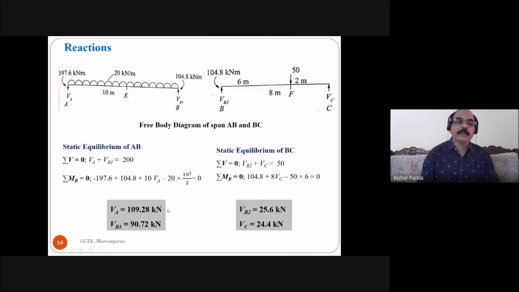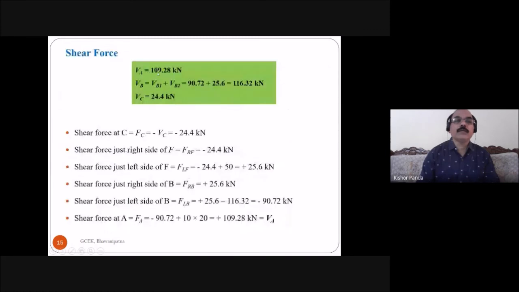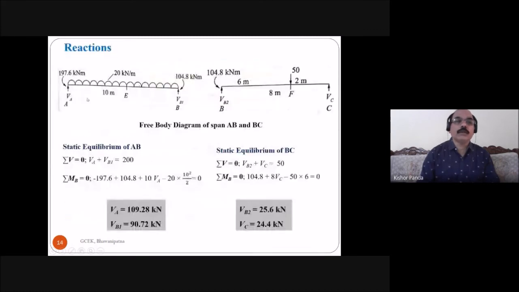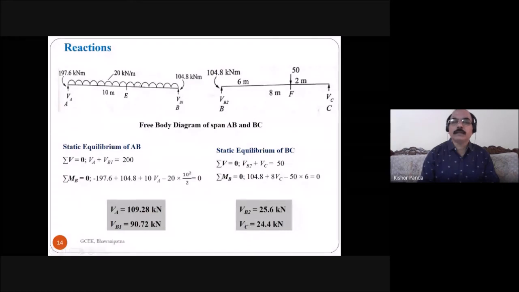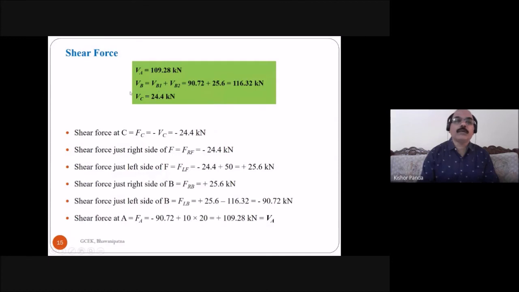Then after getting the reactions for the individual spans, you have to find the final reactions. VA is equal to 109.28 kilonewton. Then what is the reaction at B? VB is equal to VB1 plus VB2. VB1 is 90.72 and VB2 is 25.6. 90.72 plus 25.6 is equal to 116.32 kilonewton. Then what is the reaction at C? VC is equal to 24.4 kilonewton. This is the final reaction of the beam.